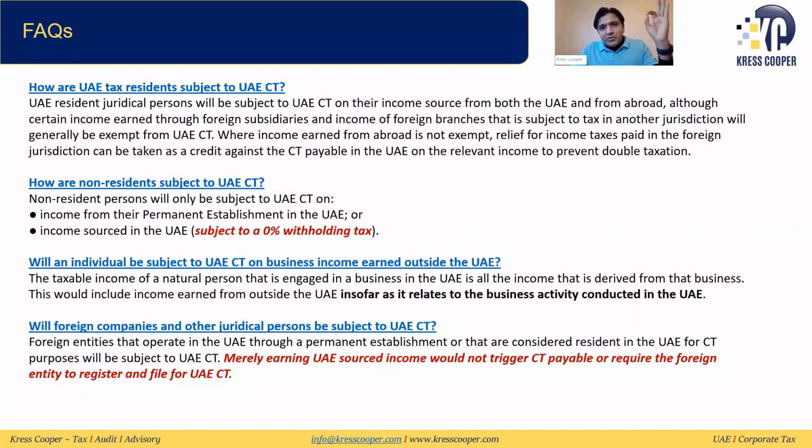If this UAE sourced income is being earned by a resident person, it will be subject to tax at 9%: up to 375,000 no tax, and above 375,000 it will be 9%. If this UAE sourced income is being earned by a non-resident person, it will be subject to withholding tax and the non-resident will not be liable to register in the UAE. So let's look into an example related to this.